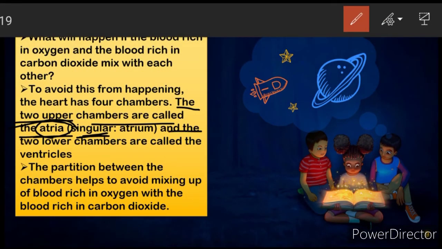Now guys, okay, now moving on, and the 2 lower chambers are called ventricles। आप ऊपर वाले रूम का तो हमने नाम डिसाइड कर दिया एट्रिया, और नीचे वाले जो 2 कमरे हैं उनका नाम होगा पीपल वेंट्रिकल्स। The names are going to be ventricles. The partition between the chambers helps to avoid mixing up.